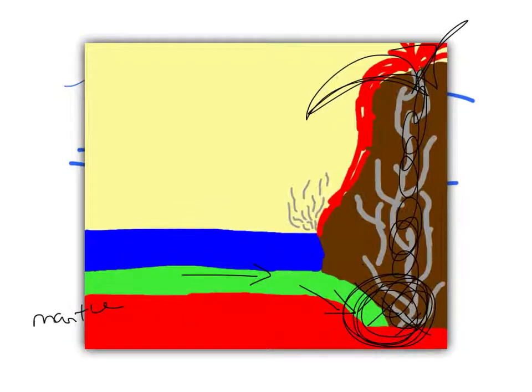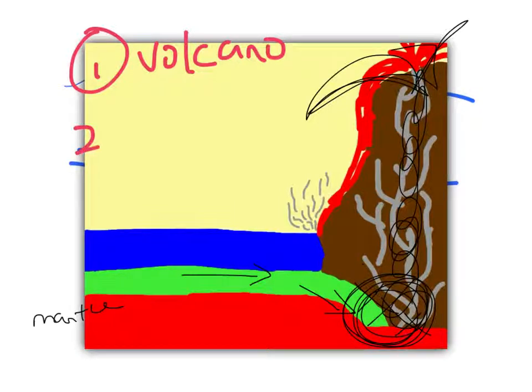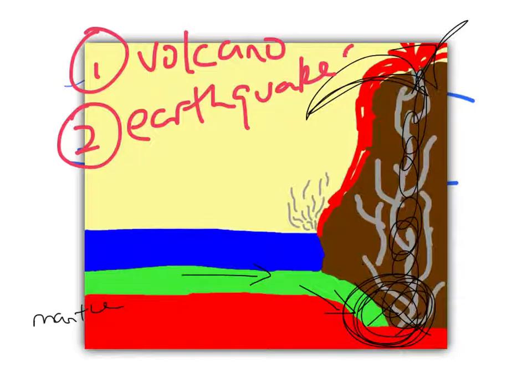Okay, take note. 1. There is a volcano. 2. There are earthquakes. Now the volcano speaks for itself. When the oceanic crust goes down, it melts, it forms a volcano.